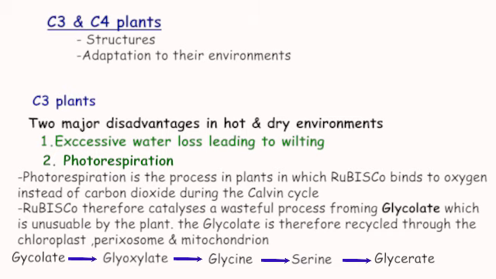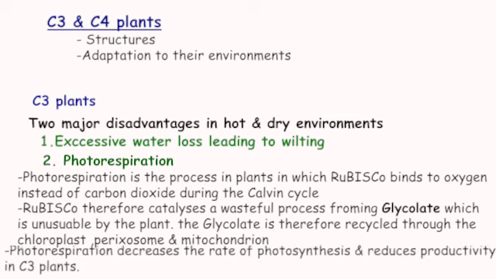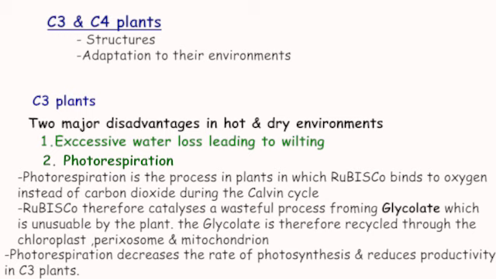Now, recycling glycerate to recover glycerate phosphate, and the carbon dioxide that is released is refixed by rubisco. But this uses up energy, so you realize that photorespiration decreases the rate of photosynthesis and reduces productivity in C3 plants. So with that said, you realize that in hot and dry environments, carbon dioxide levels are very low, so C3 plants don't usually grow well, and I hope that is clear.